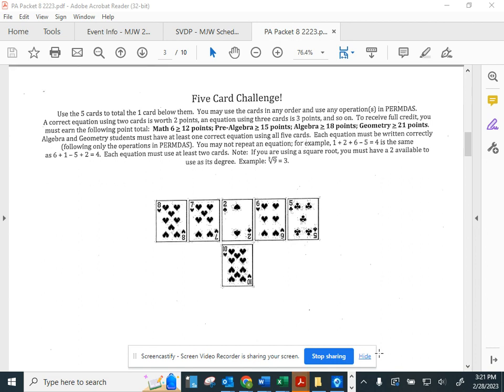We have our 5-card challenge. It's kind of an easier one with the numbers we have. I've been seeing lots of good equations people are coming up with. I say you should try to challenge yourself and see how many you can find.